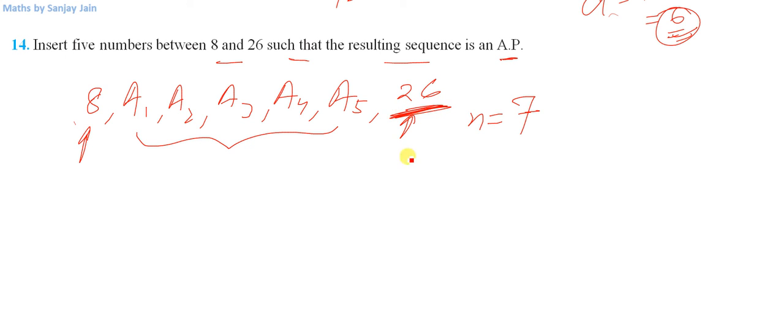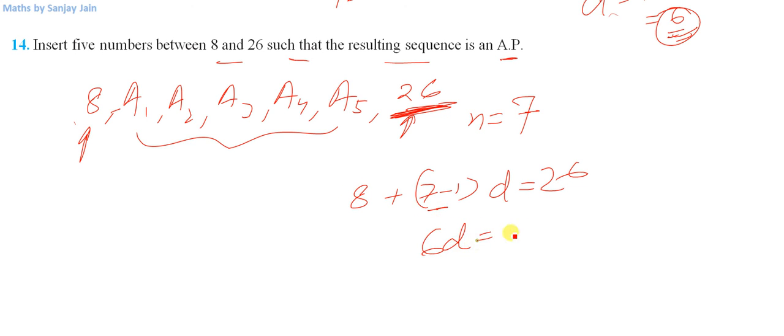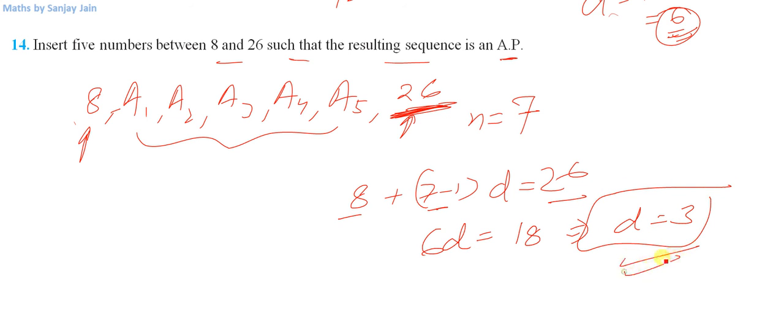This is the 7th term. So I can write A plus 7 minus 1 into D equals 26. And A I already know. This is 8. So I should write 8 plus 7 minus 1 into D equals 26. So this is 6D, which is equal to 26 minus 8. That is 18. So D is equal to 3. I have got D equal to 3, and I have got A equal to 8.